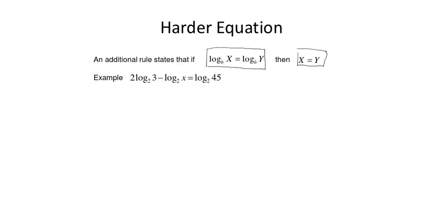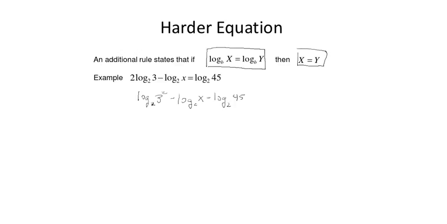Now on the left-hand side, I've got 2 times the logarithm base 2 of 3 minus log base 2 of x. I don't want this 2 in front. So what I can do is use my power rule, remember, and that's going to tell me that this is the same thing as the log base 2 of 3 squared minus the log base 2 of x. And that's equal to log base 2 of 45. All right, log base 2 of 3 squared, well that's 9, right?